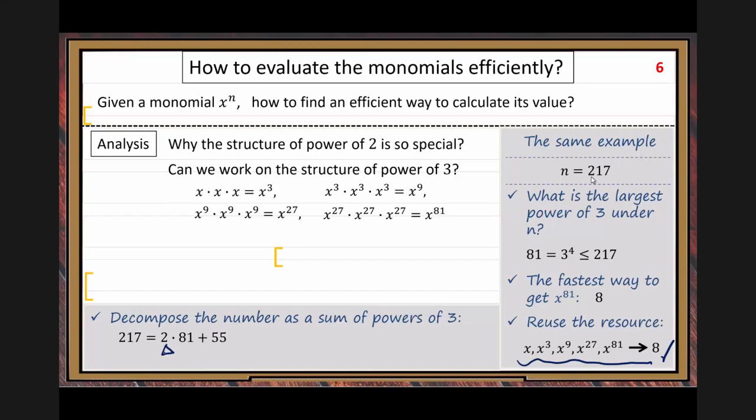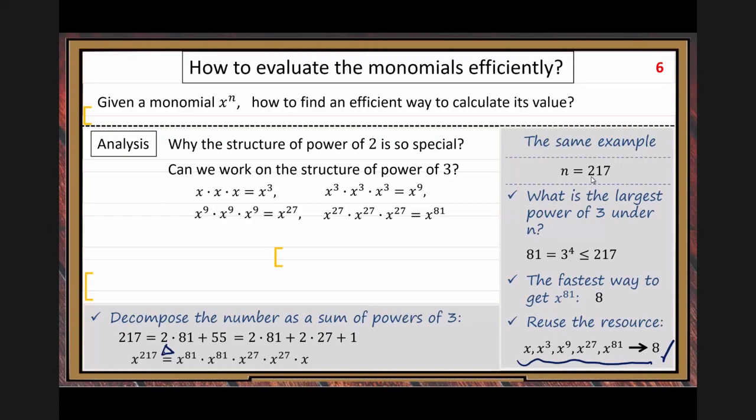Next, we need to represent 55 in ternary representation. 55 is 2 times 27 plus 1. Coefficient 2 is allowed here, to add powers of 3. After this decomposition, let's do the final multiplication to get our destination.